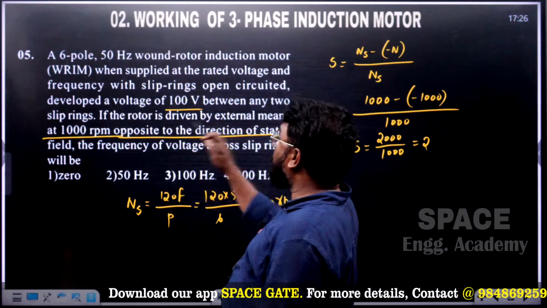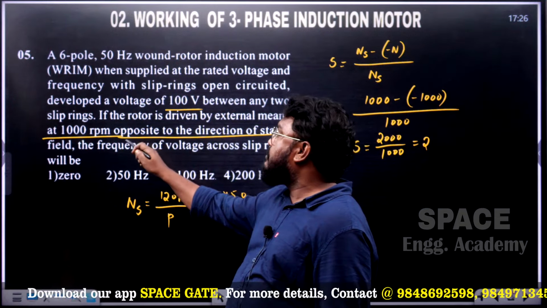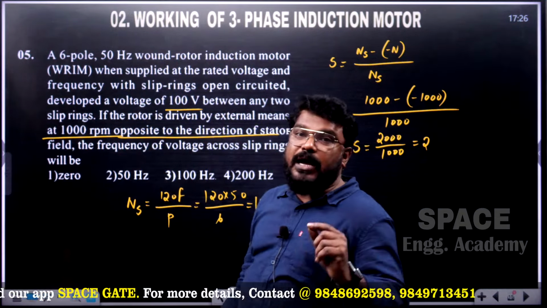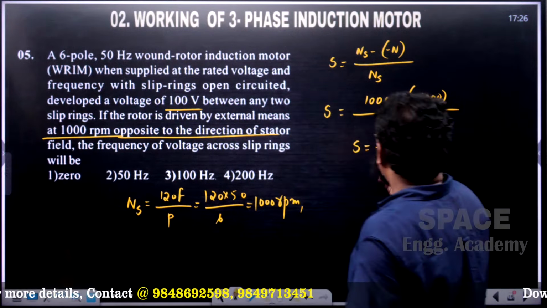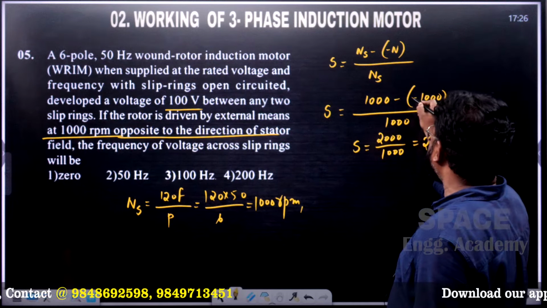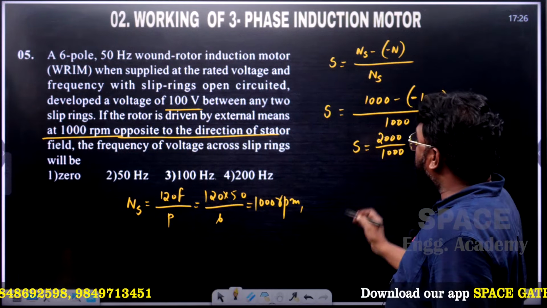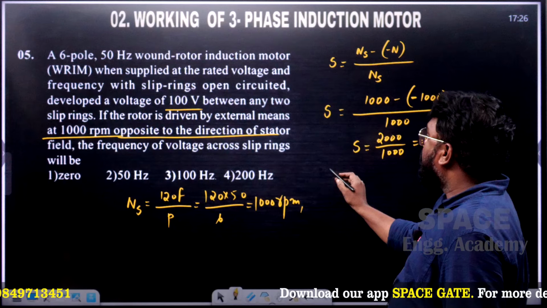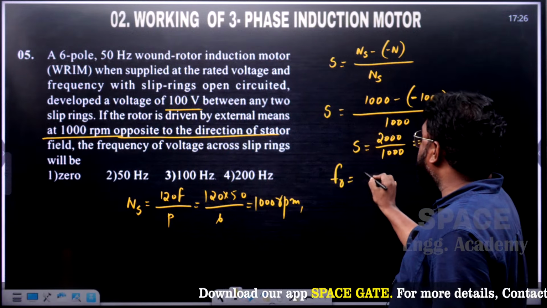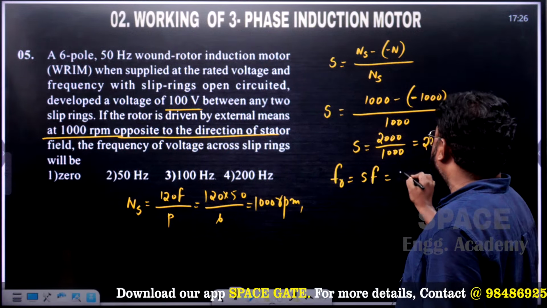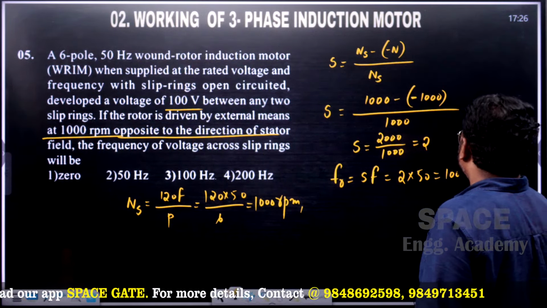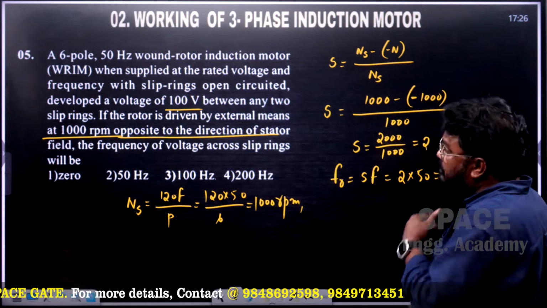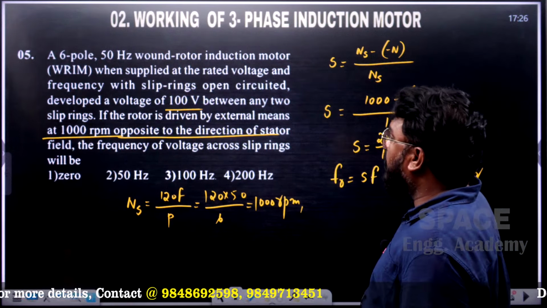Why is this slip more than 1? Because the rotor rotates in the opposite direction to the stator rotating magnetic field. Since it is opposite to the stator rotation, that's why N is minus. So the slip is 2. Therefore the rotor frequency fr is equal to s times f. So 2 into 50 is equal to 100 Hz. So this is the rotor frequency, fr equal to 100 Hz.